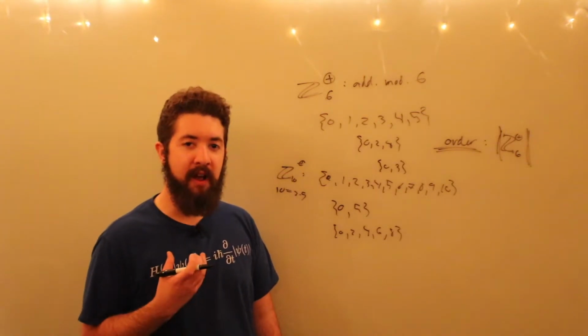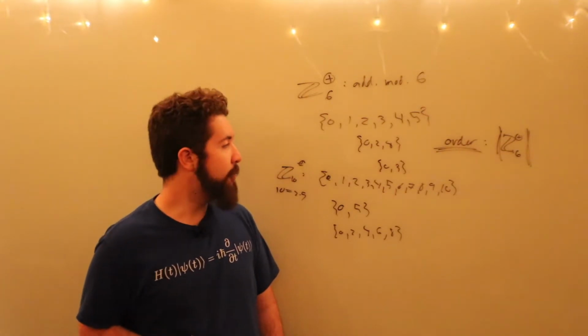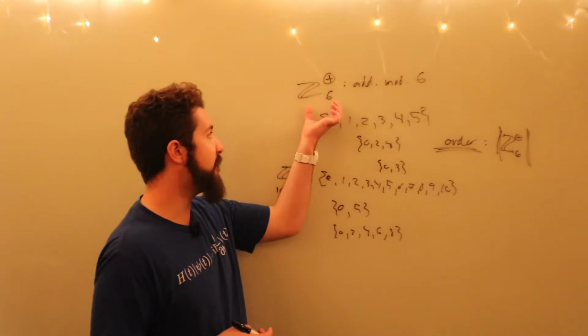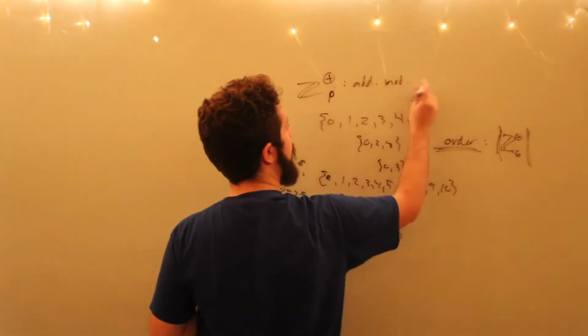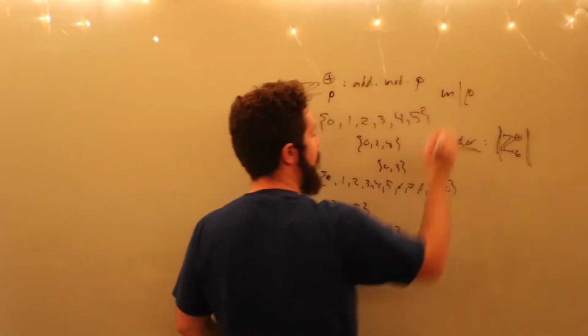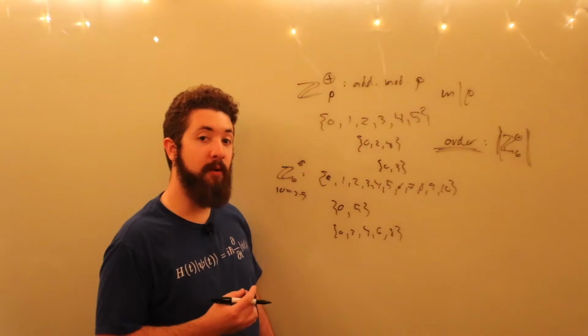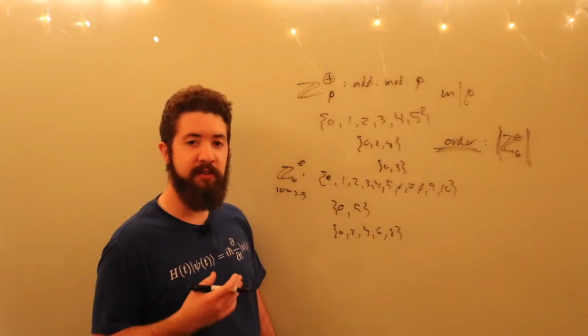And we're going to figure out how the orders of groups and subgroups are related later. But for now, let it suffice to say, for the special case of addition mod P, that if M divides P, then Zm is going to be a subgroup of Zp. And in fact, this even works in the trivial case.